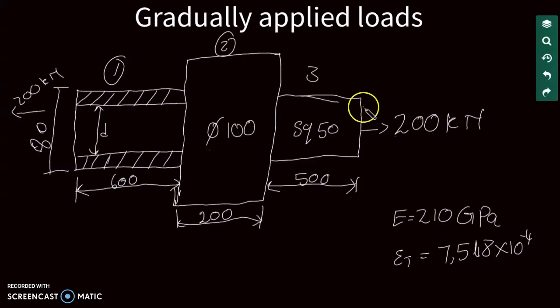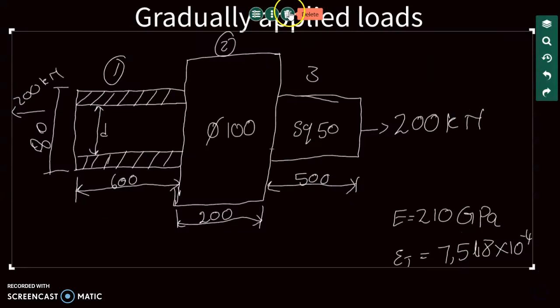Number 3 is a square material with a cross-sectional area of 50 millimeters by 50 millimeters, and we are also given the length. We're given the force applied to the member, we're given the modulus of elasticity, and we are also given the total strain. And then question number 1, they say calculate the inside diameter of the pipe. Copy the diagram on your screen because I am going to erase it. So we're going to start with our questions.